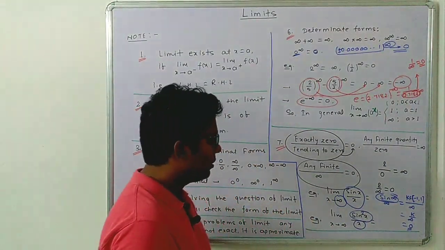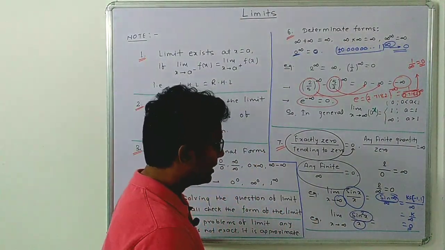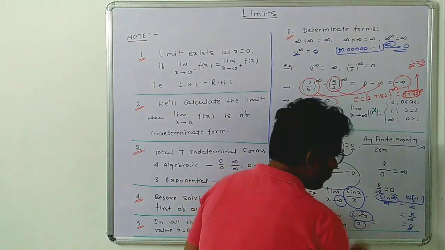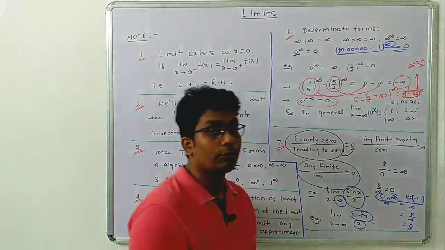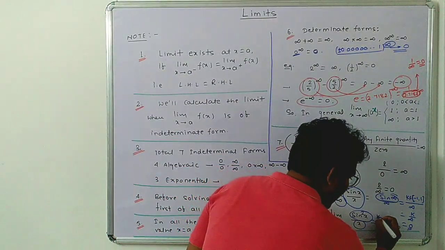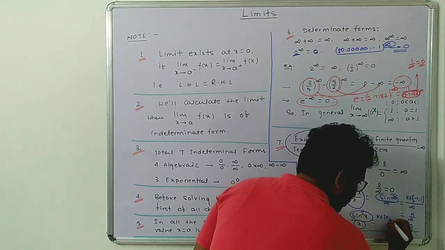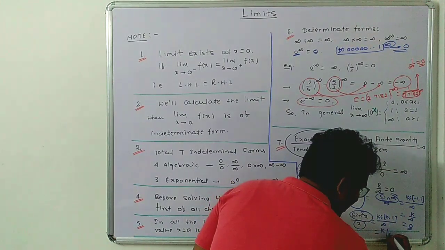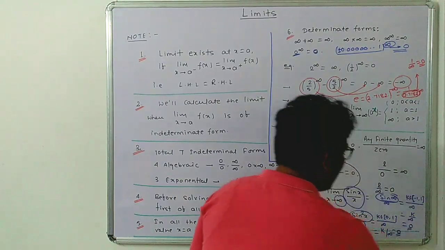Next we come to sin square x by x when limit x tends to infinity. As sin x lies from -1 to 1, sin square x will lie from 0 to 1, right? It must be clear. So it will give you a value from 0 to 1 upon infinity. Any value between 0 and 1 upon infinity is also going to give you 0.